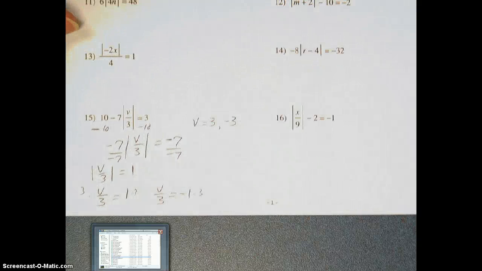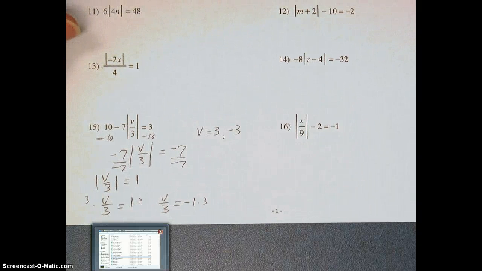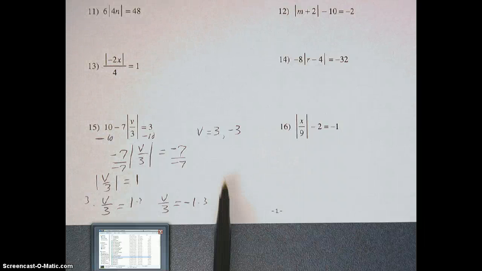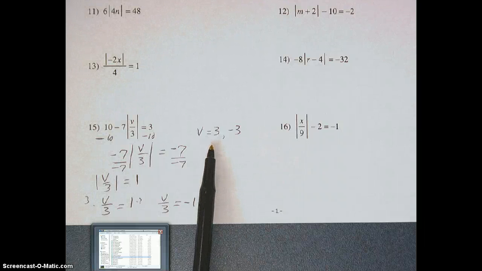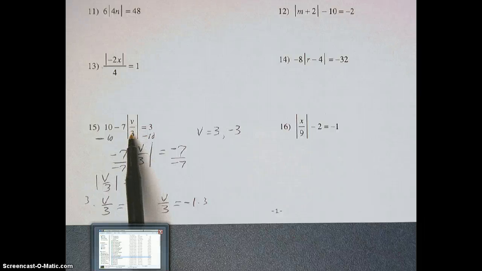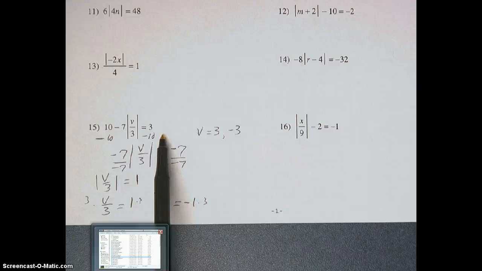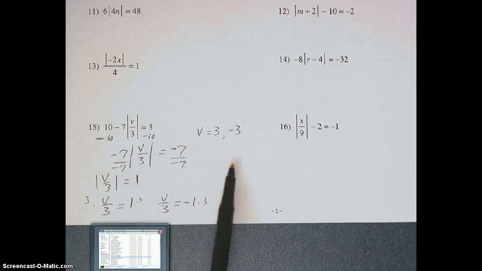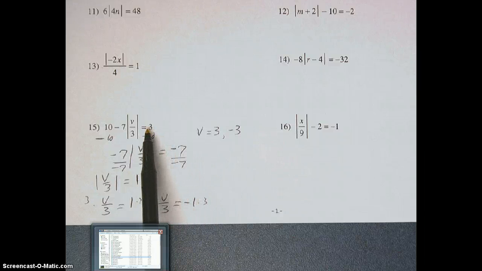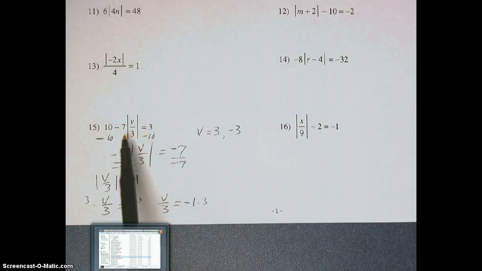Okay. Always with these equations, just like the equations that we did in the past, let's do a quick check. So if I plug in a 3 here, 3 over 3 is 1. 10 minus 7 times 1 is 10 minus 7, which is equal to 3. That works. If I plug in a negative 3 over positive 3, that is a negative 1. But remember, the absolute value of negative 1 is a positive 1. So we'd get 10 minus 7 again, and we'll equal 3.